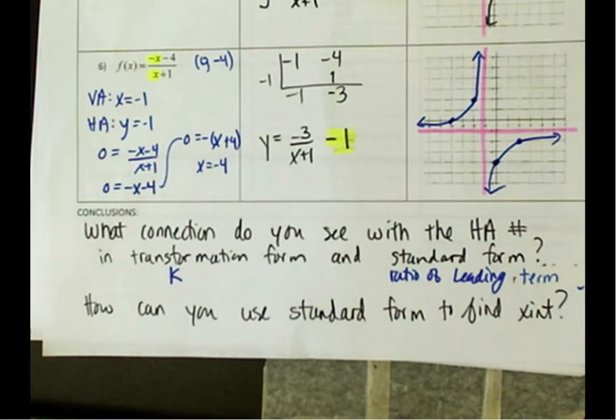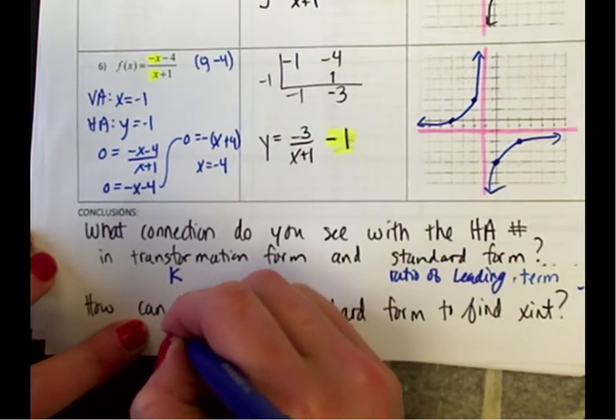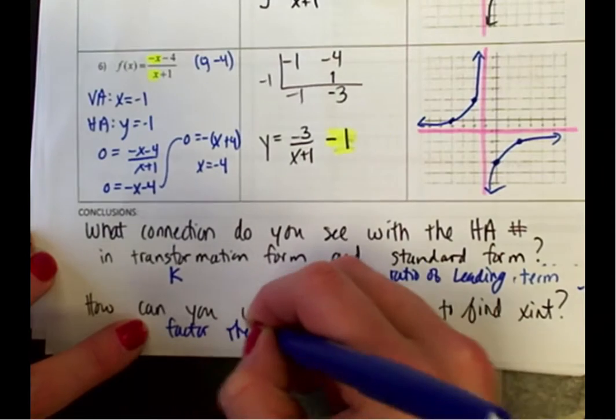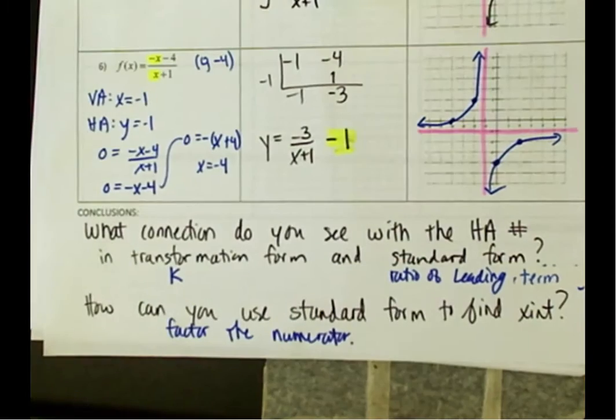So, couldn't you also, instead of factoring, could you just add x? Sure. Oh, yeah, certainly. I just wanted to say factors. How do you find x-intercepts of polynomials? You factor them. So I wanted to say something similar. How can you use standard form to find x-intercepts? Factor the numerator.